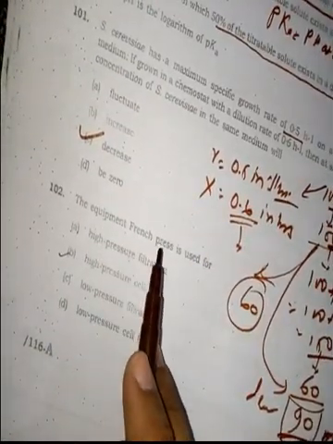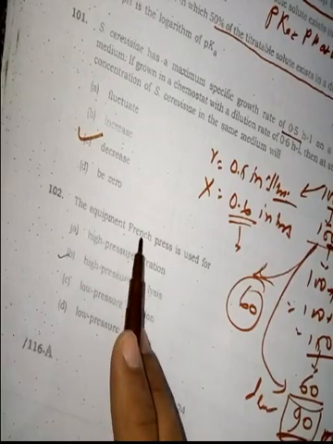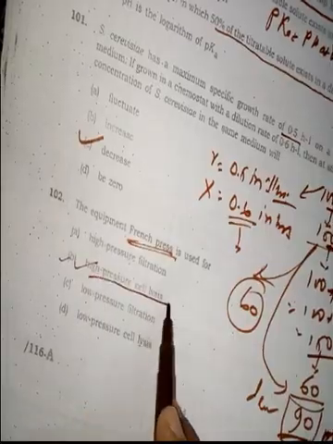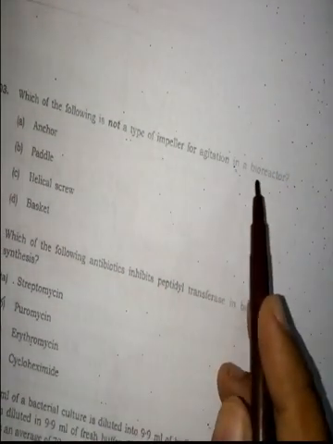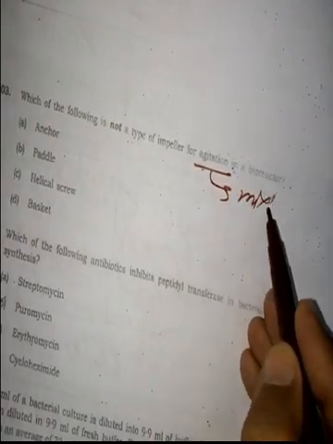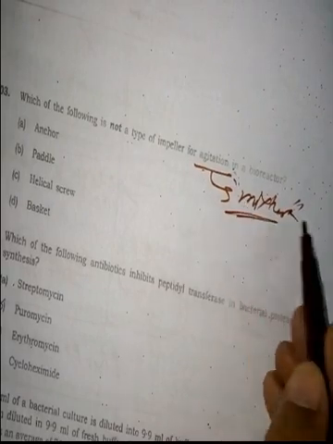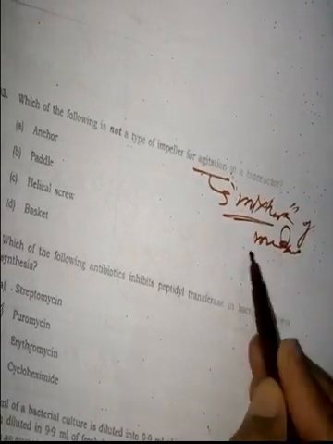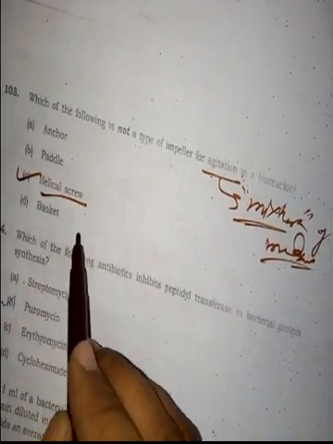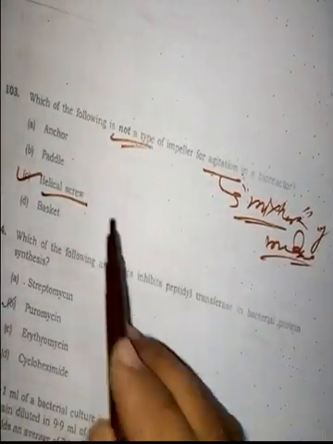Moving to the next question, the equipment French press is used for? French press is always used for high pressure cell lysis. Moving to the next question, which of the following is not a type of impeller for agitation in a bioreactor? The agitator is used to mix the medium so that maximum aeration can be achieved. Here the helical screw is not an impeller, the rest are all impellers.